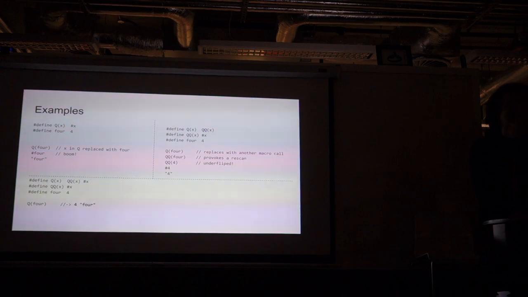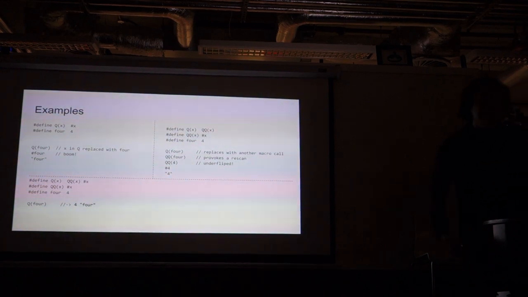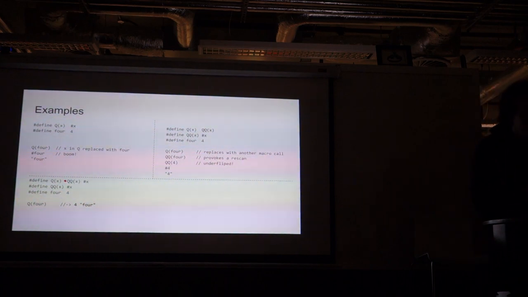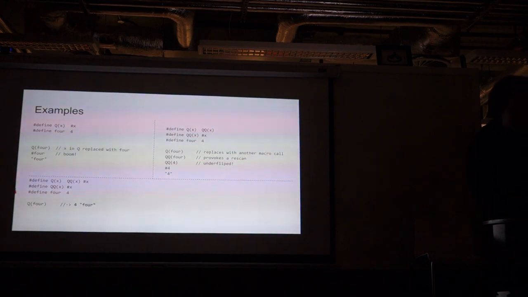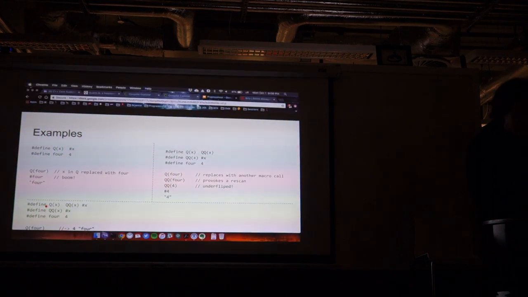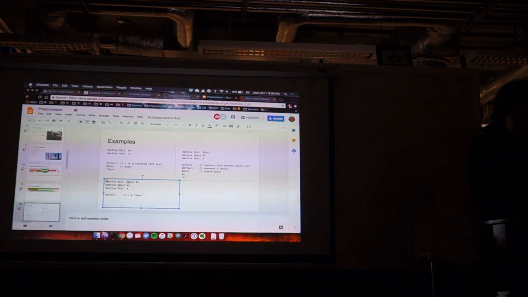So what happens if you put a hash before the QQ on the first line? You mean here? Yeah. It will be string literal of QQ parenthesis X. Sorry, should the digit 4 not also be in quotes? Yeah, that's true. We actually can check it if we have a little time. Yeah, go for it.